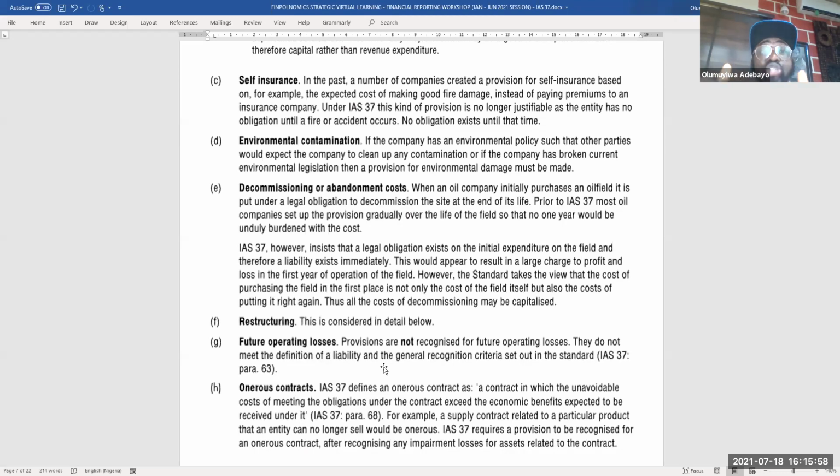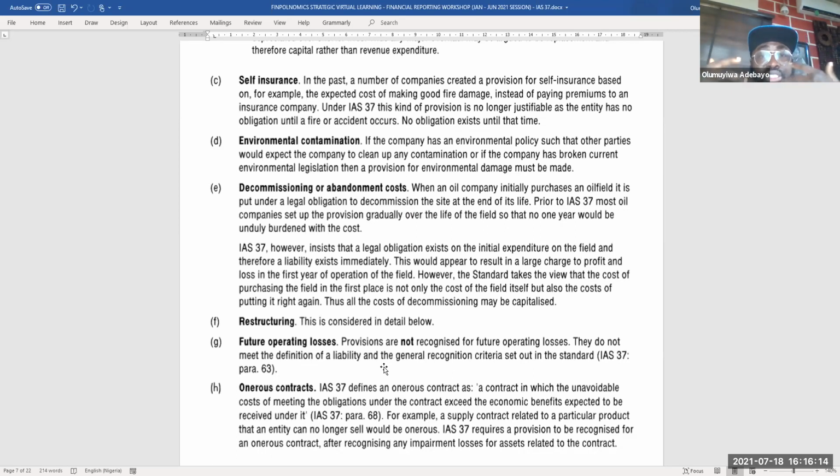Constructive obligation can also make you provide even when there's no legal requirement, or because such damages may impact your relationship with the environment or with the immediate community. Therefore, you provide for it.